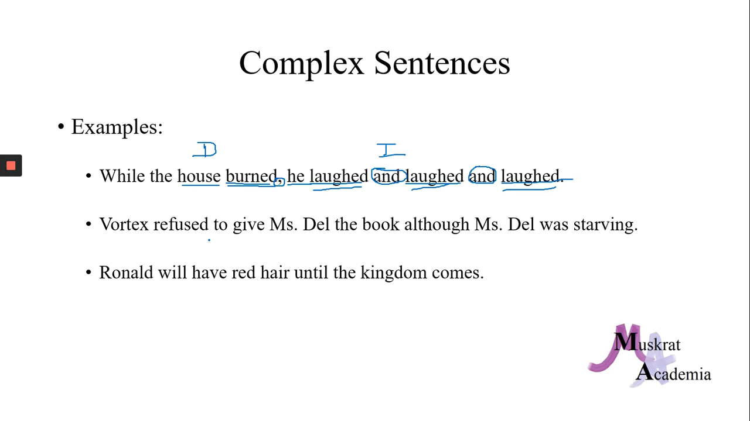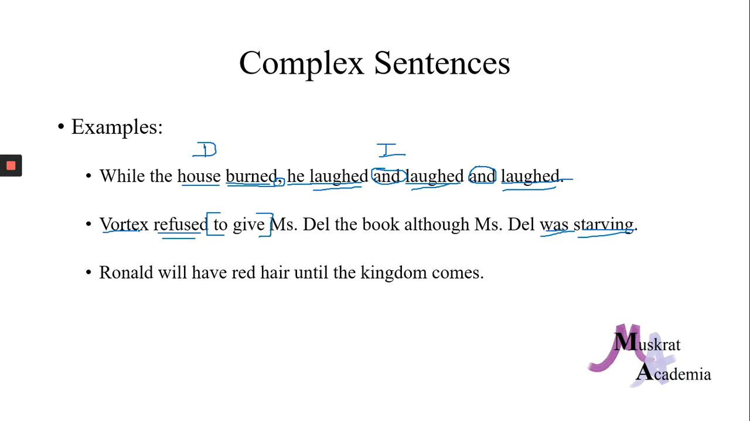Vortex refused to give Miss Dell the book, although Miss Dell was starving. Do we see any prepositional phrases? Vortex? My brain's not working today, so I'm going to say no. Yes, that's a good answer. Let's go with no. However, to give is an infinitive, so we're going to bracket that to get that out of there. Vortex refused. Refused is a verb. Miss Dell the book, although Miss Dell was starving. Starving is a verb. That is a very crucial verb.